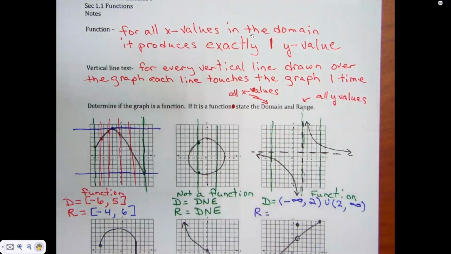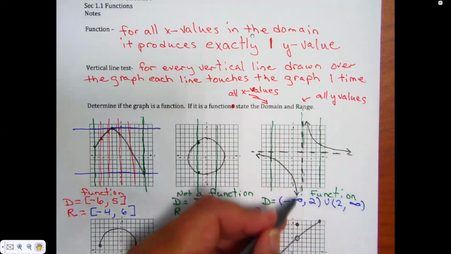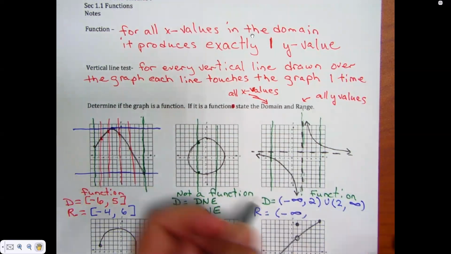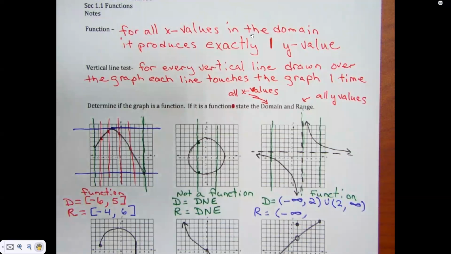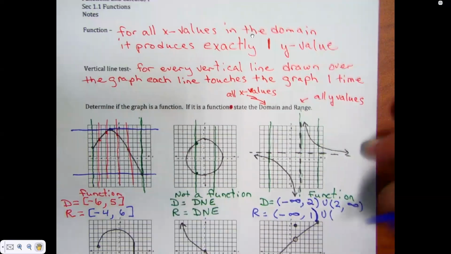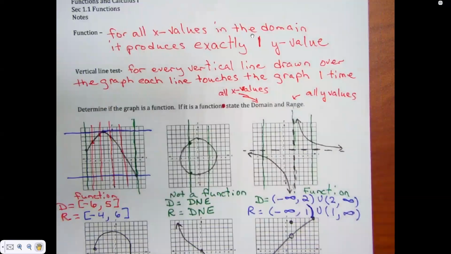Same thing. Now just remember, it's low to high, but this line is going down. This line is going down. So it is negative infinity. Always go low to high. So negative infinity all the way up to the asymptote, which is 1. Don't include that asymptote, so it's going to be a parenthesis. And then 1 to infinity. Right after that asymptote, it just keeps going.